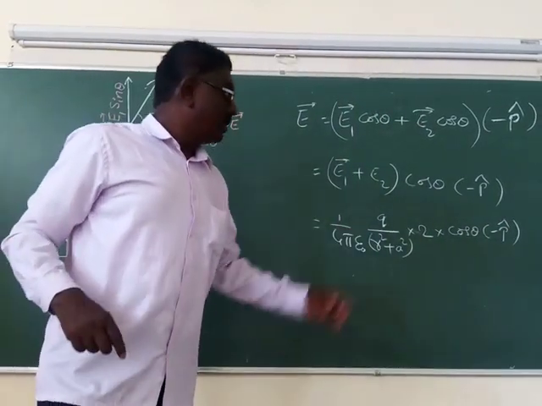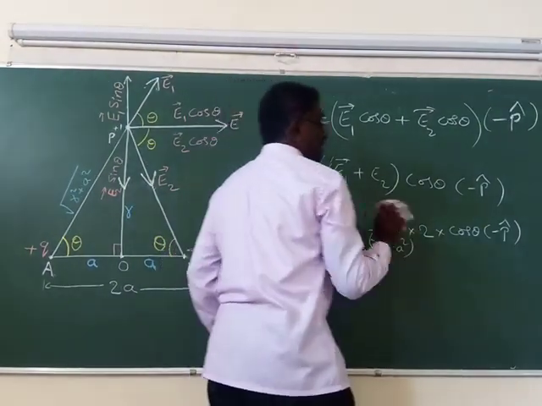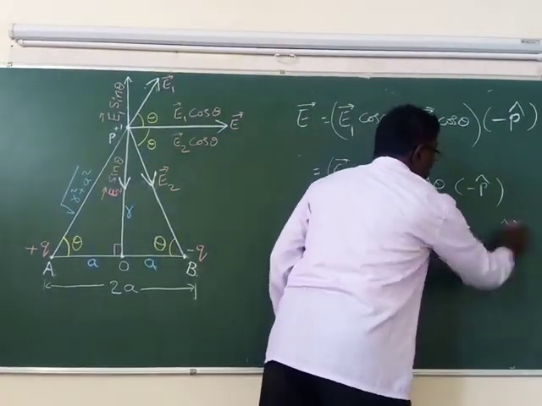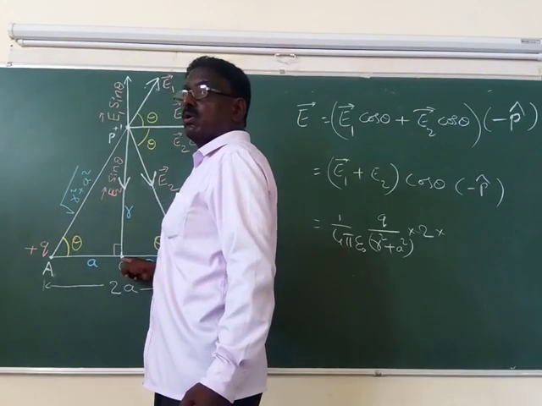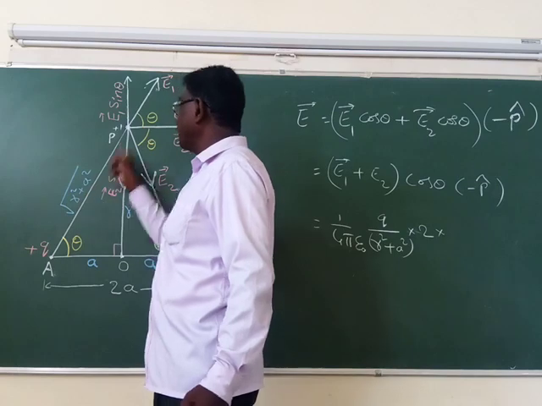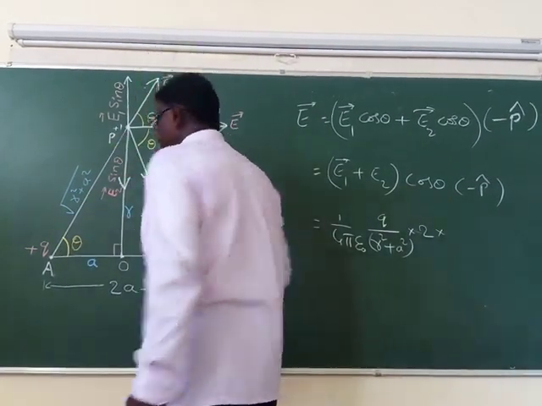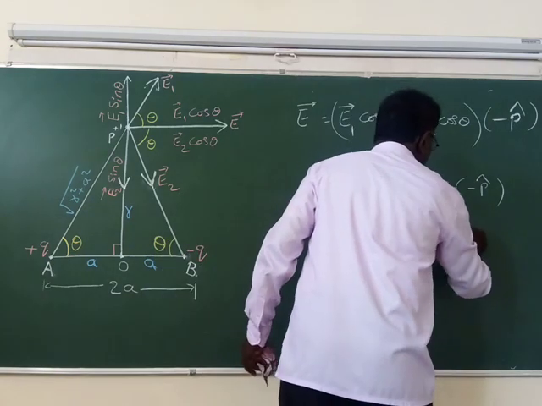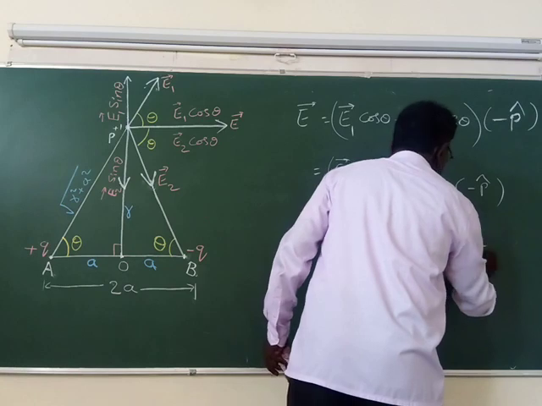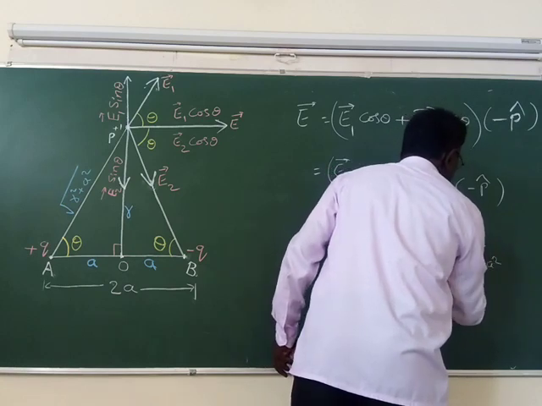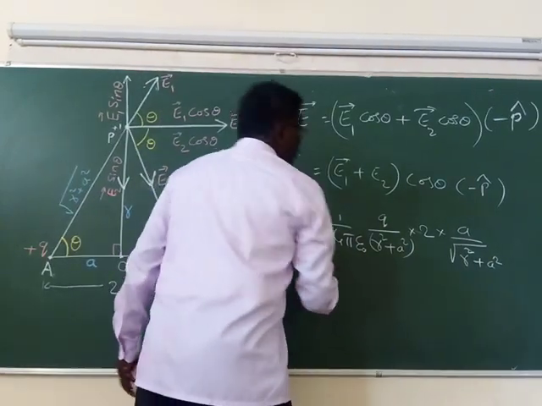What is cos theta? Cos theta is the adjacent side AO divided by the hypotenuse AB in the right angle triangle APO. Therefore, it is a divided by root of r square plus a square. Okay. Is equal to what?